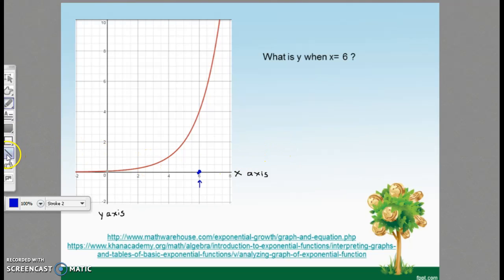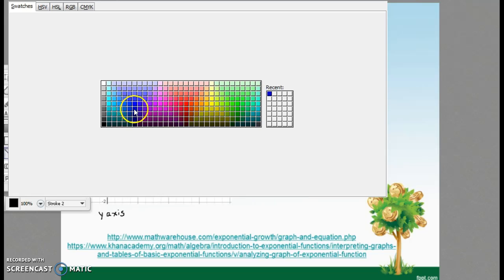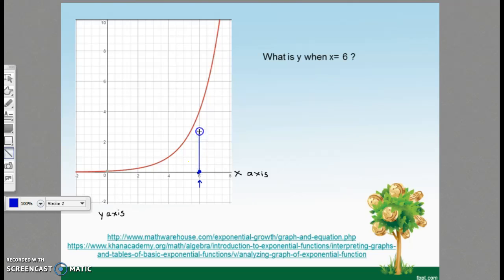So what I'm going to do is grab my line tool here, and I'm just going to draw a line from that 6 all the way up until it touches the pink graph that's drawn in here, pink, red, whatever. All right, and so now I have made it touch the graph, and so what I'm going to do is draw another line over to my y-axis so I can see what the y value is there. And there, the y value is 4. So when x is 6, y equals 4. Another way to think about that is that's the ordered pair right there. So x is 6 and y is 4.